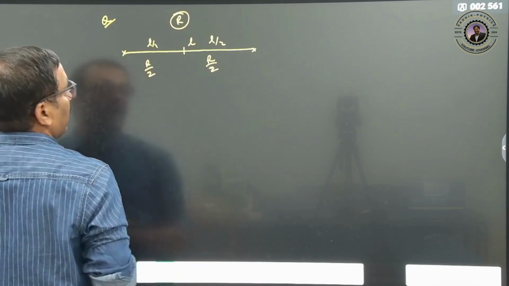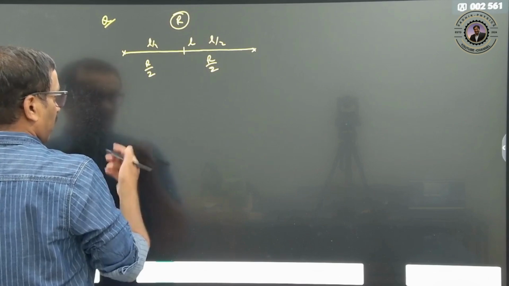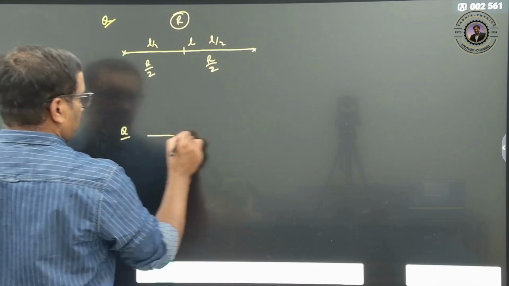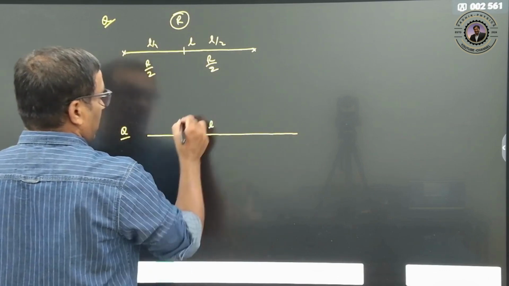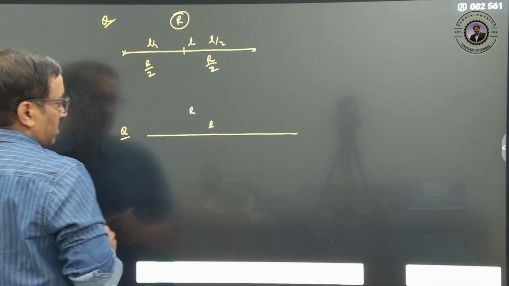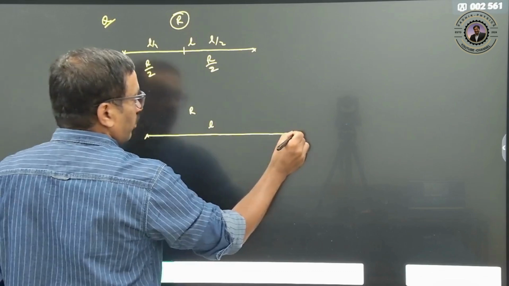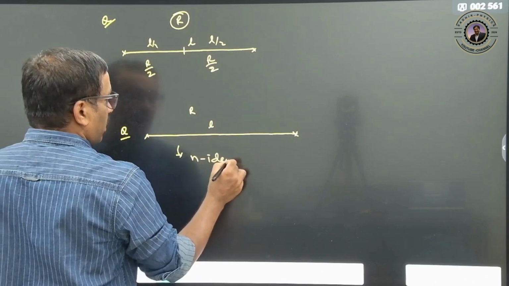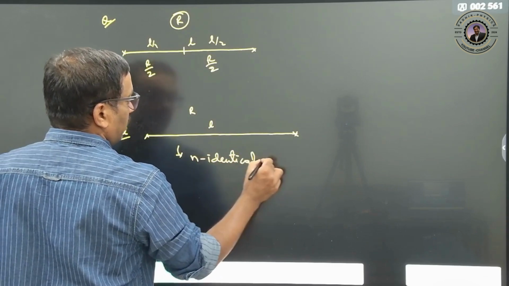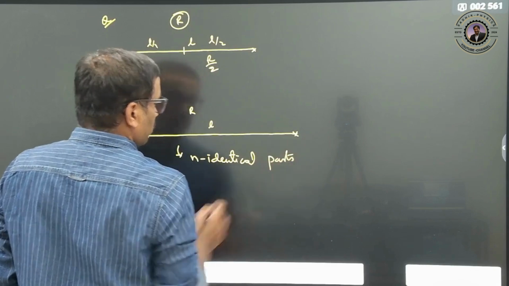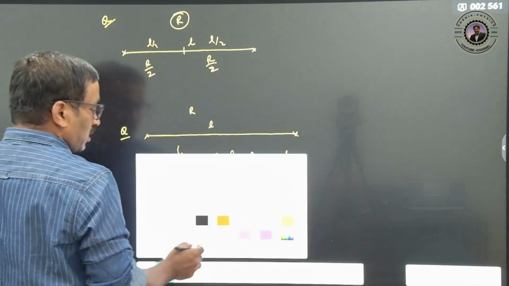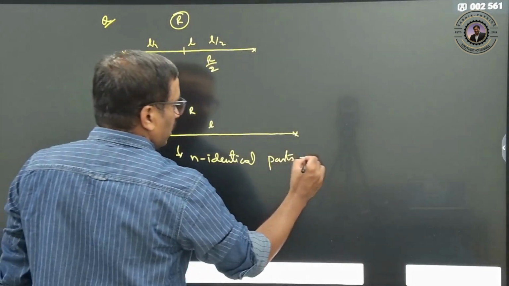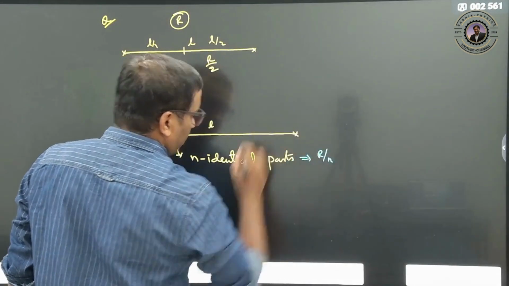Okay, we can add one more question. Suppose this wire has length L, having equivalent resistance R. Now we are going to divide this one into n identical parts. When it is divided into n identical parts, what will each resistance be? Each resistance will become R by n.